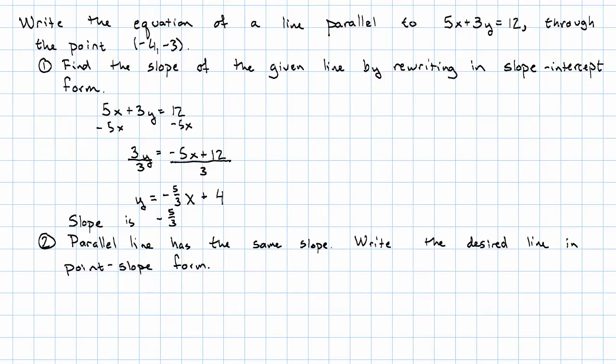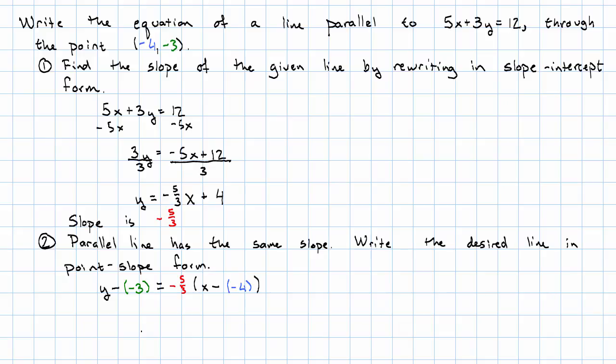Because the parallel line has the same slope, we can just write it down in point slope form. We'll have y minus, our given y is negative 3, equals, the slope we found is negative 5/3, times x minus, our given x is negative 4.